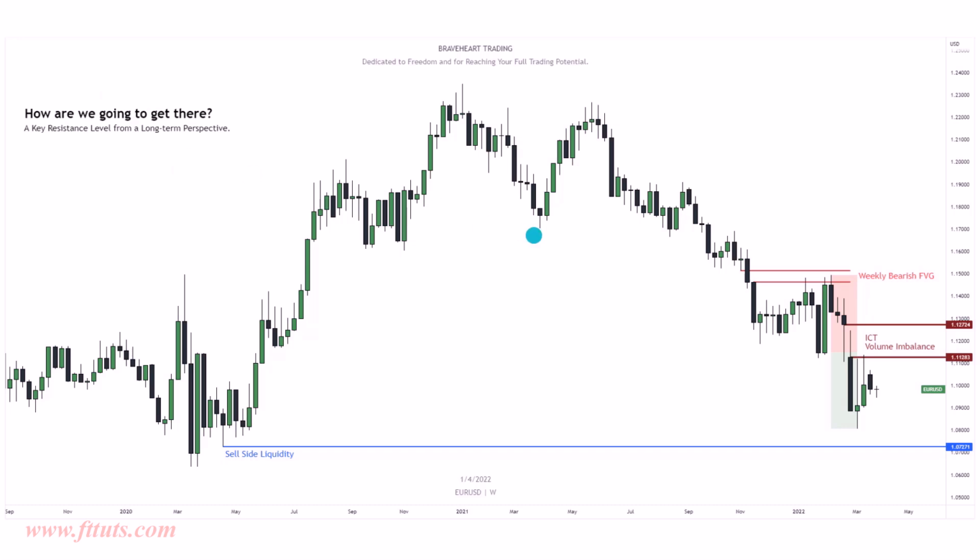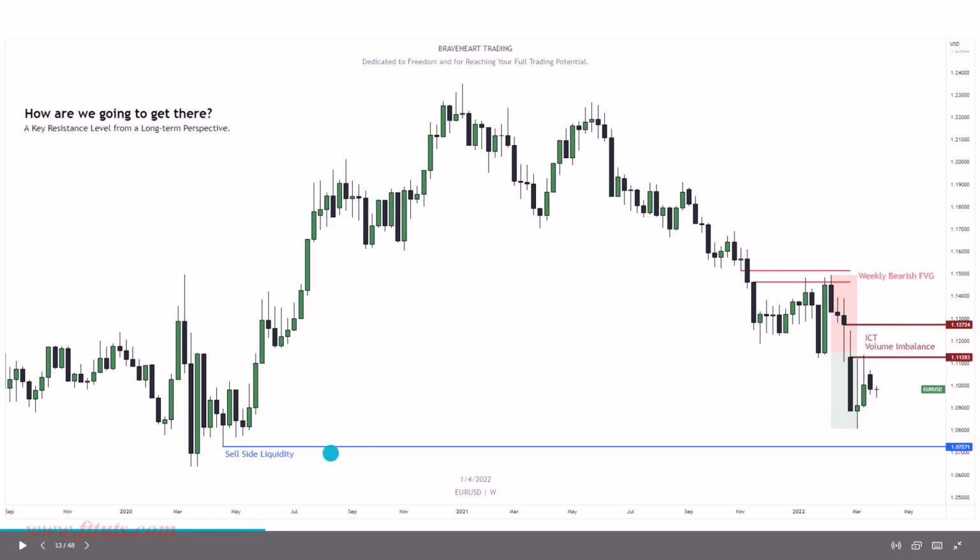So what's the current price range? We have this high to this low, and we have this volume imbalance, which is essentially a gap. So that is an area that could send us down towards sell side liquidity.